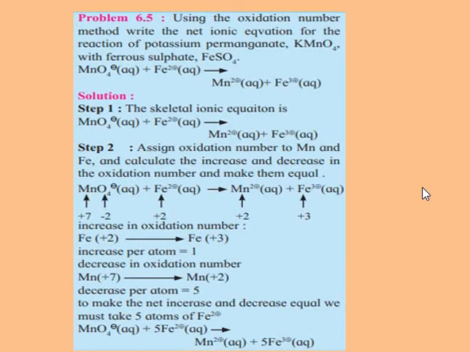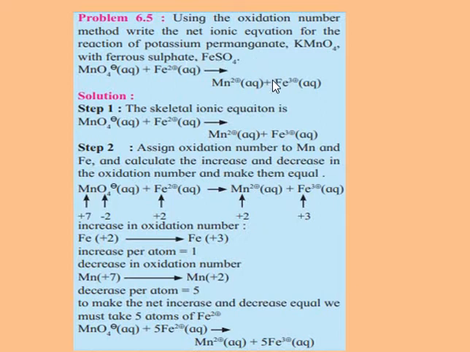The next is a problem, the first numerical in our textbook. Using the oxidation number method, write the net ionic equation for the reaction of potassium permanganate KMnO4 with ferrous sulfate FeSO4. The given reaction is MnO4 minus aqueous plus Fe2 plus aqueous. It gives Mn2 plus aqueous plus Fe3 plus aqueous.